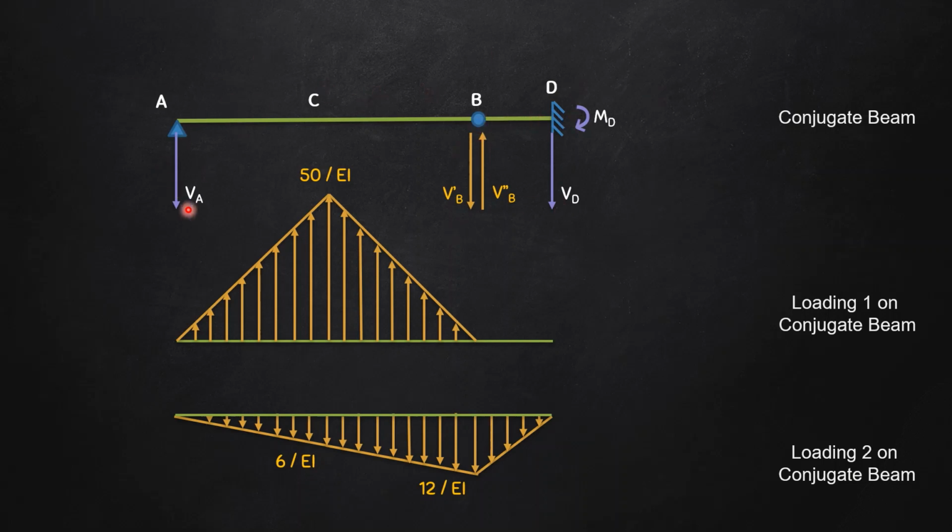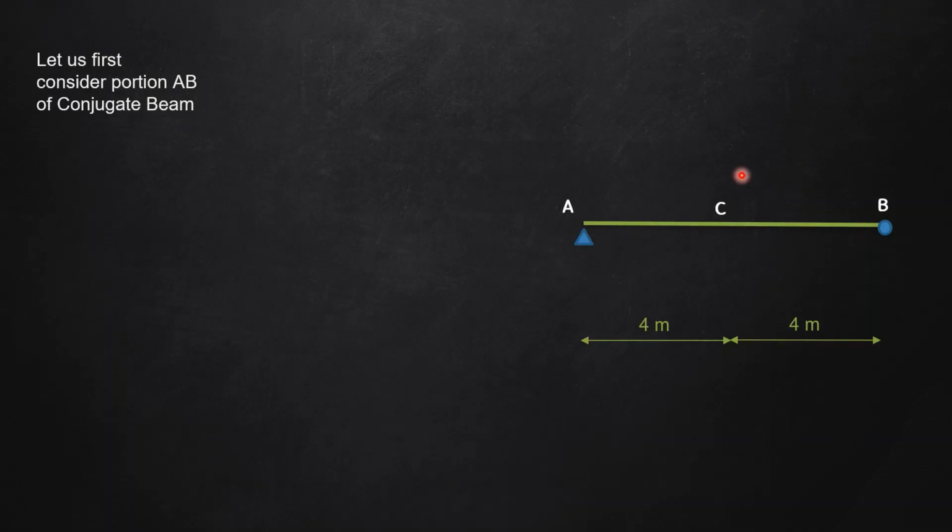So ultimately our unknowns are VA, VD and MD, but in order to solve this we will have to consider V dash B, which I have chosen in the downward direction, and V double dash B in the upward direction. All right. So now I will first consider the left hand portion of the beam, that is the AB part of the conjugate beam.